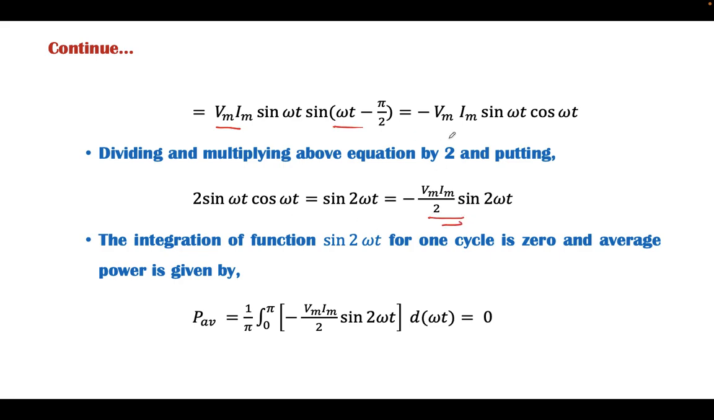This trigonometrical function is simplified. Integrating this function from 0 to pi or 0 to 2 pi, then the limit will become 2 pi. The resultant value will be 0 over the complete cycle.